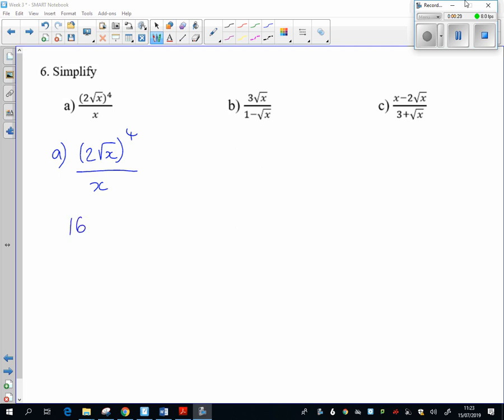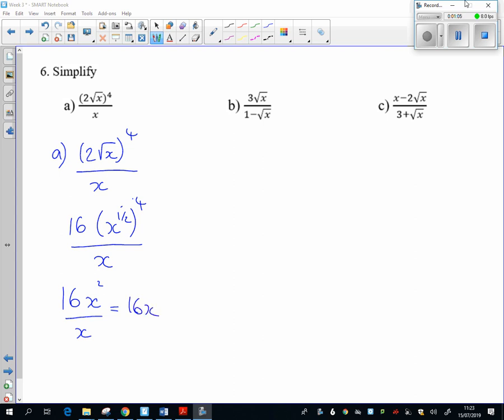Root x to the power of 4, well, you might want to rewrite that as a power of a half, and then you can just multiply the powers together, or you may just want to think, well, root x multiplied by itself 4 times, or root x times root x is x, times another root x times root x is x squared. But if you prefer to write it as I have here, x to the power of a half and then to a power of 4, you're going to multiply those powers, and then the final thing is I can cancel through by that x in the denominator.